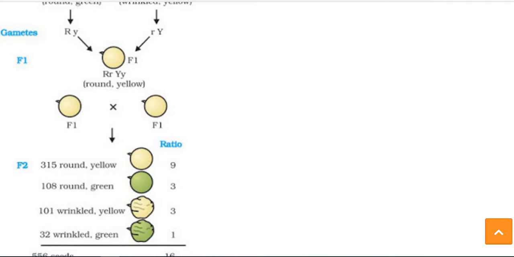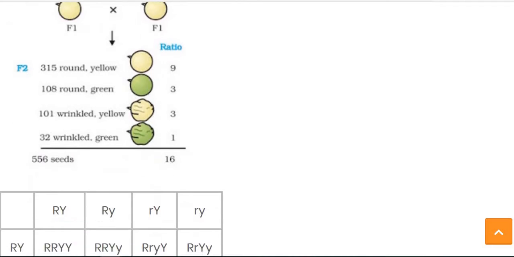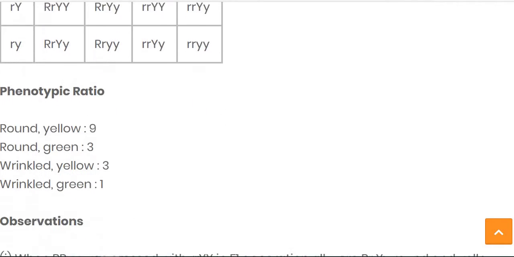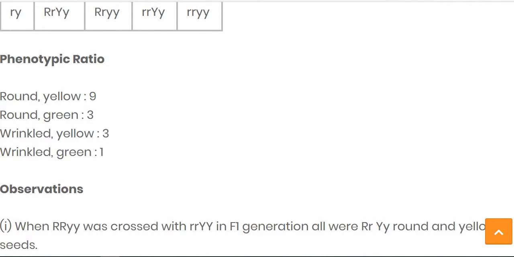Then there is self-pollination, a self cross between the F1 and F1 generation. So in that we get the phenotype ratio 9:3:3:1. How it occurs, I will explain from this table. In the phenotype ratio, the round and yellow seeds that we get are 9, round and green are 3, wrinkled and yellow also 3, and wrinkled and green seeds that we got are 1.